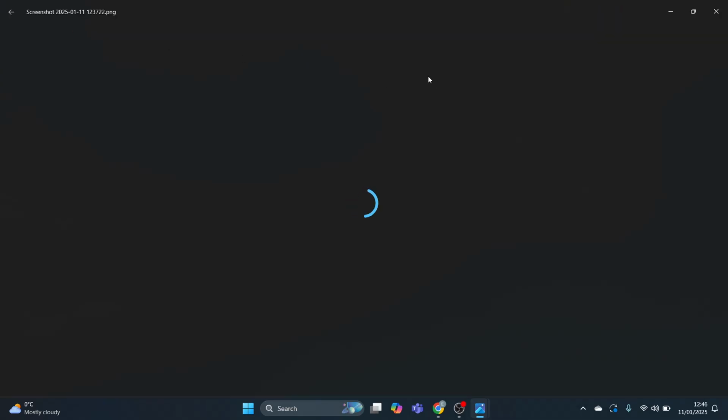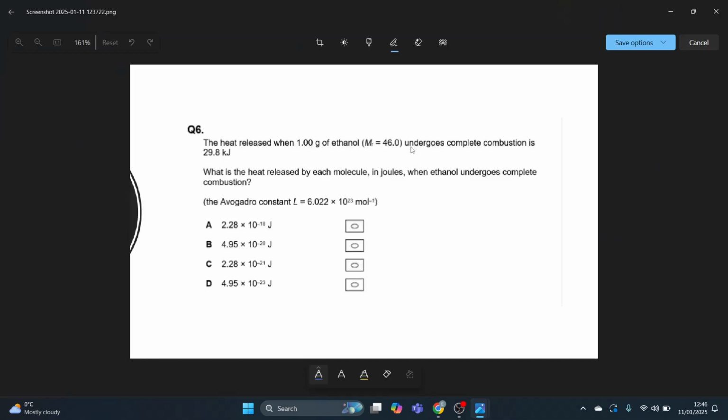Question 6. This one I got wrong the first time. I did this on this channel, which was today, from another lesson. The heat release when 1 gram of ethanol, Mr of that, undergoes complete combustion. What is the heat released by each molecule in joules when ethanol undergoes complete combustion? So first thing you need to do is, what I did was I jumped straight in. I was like, Q equals mc delta T, moles is mass over Mr, delta H is Q divided by moles, and it's got to be one of those. And even if I don't understand the question properly, I can just get it. But in this case, you can't, because it's very specific.